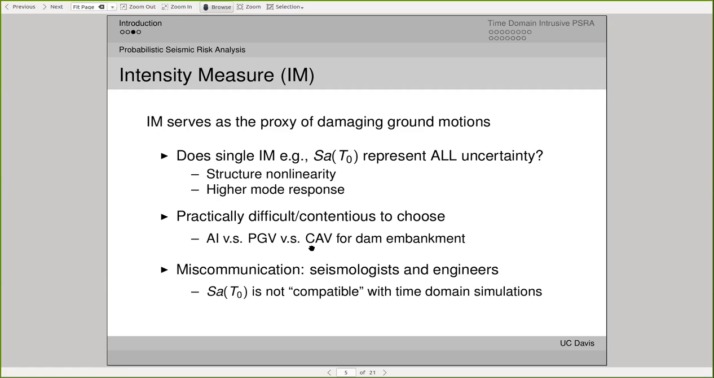And more fundamentally, we think there is a miscommunication between engineering seismologists and earthquake engineers. Back in the 1970s and 1980s, we as earthquake engineers had very limited numerical tools and computational power. So we had to rely on linear elastic frequency domain spectral analysis. So at that time, engineering seismologists interpreted their ground motion results into spectral acceleration. However, nowadays, we as earthquake engineers have been able to do very advanced nonlinear time domain simulations. But engineering seismologists still give us the spectral acceleration. So this is just not compatible with what we need.